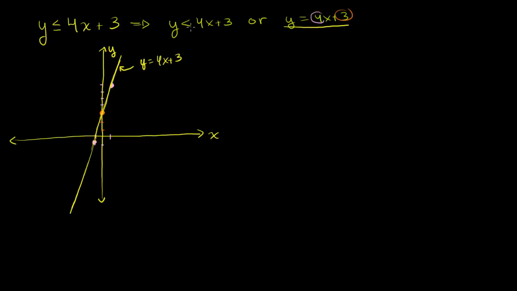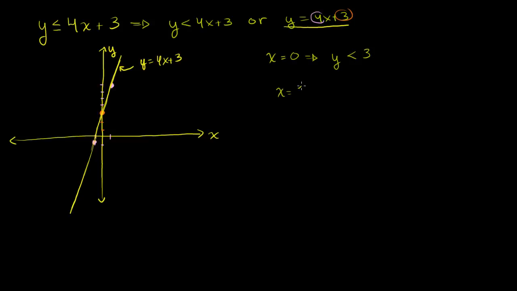So let's think about what it means to be less than. All of these points satisfy this inequality. But we have more. This is just these points over here. What about all of these where y is less than 4x plus 3? So let's think about what this means. Let's pick some values for x. When x is equal to 0, then y is going to be less than 0 plus 3. Y is less than 3.